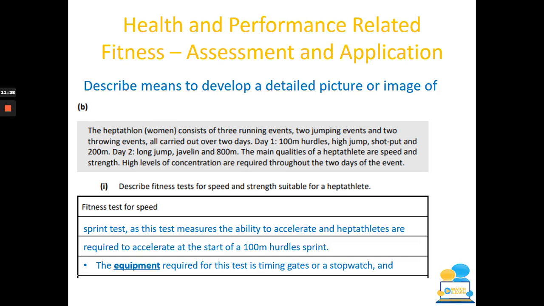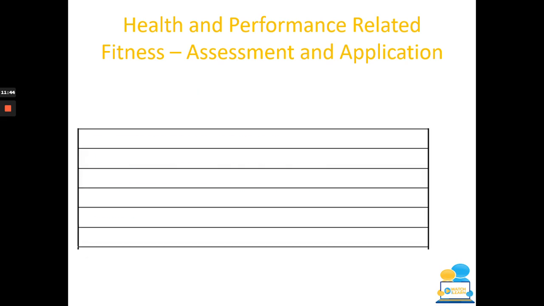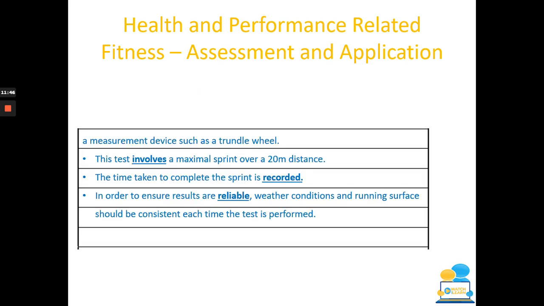So we're providing a nice detailed description of it. Again, the equipment required for this test is timing gates or a stopwatch and a measuring device such as a trundle wheel. So that's all the equipment we're looking for. We're then explaining what the test involves. So quite simply, it's a maximal sprint over a distance of 20 meters.